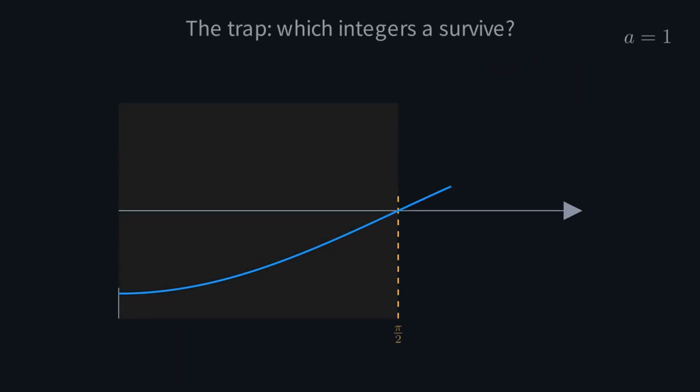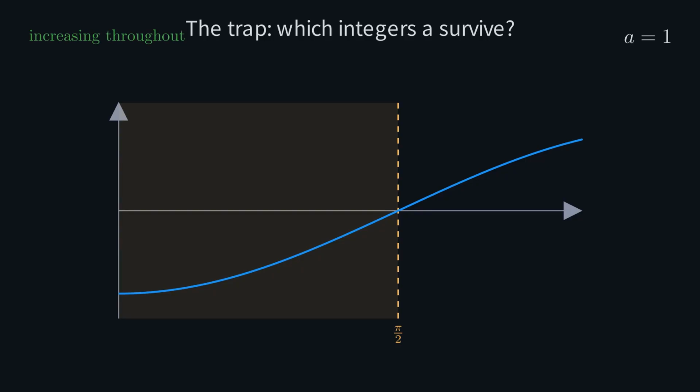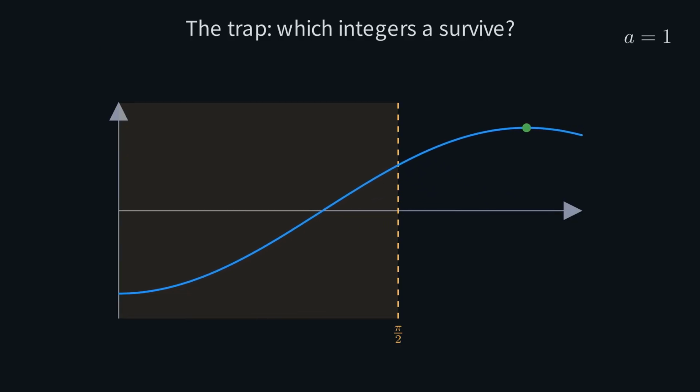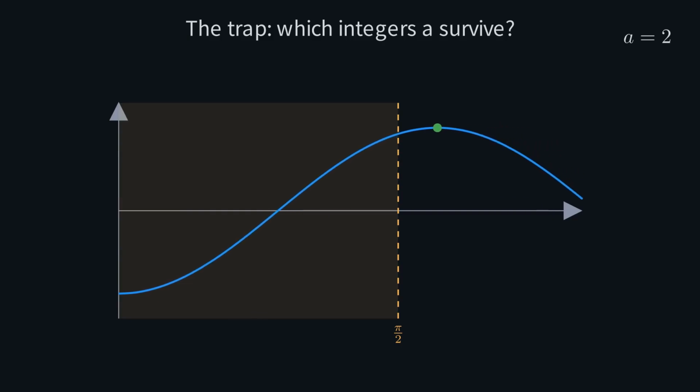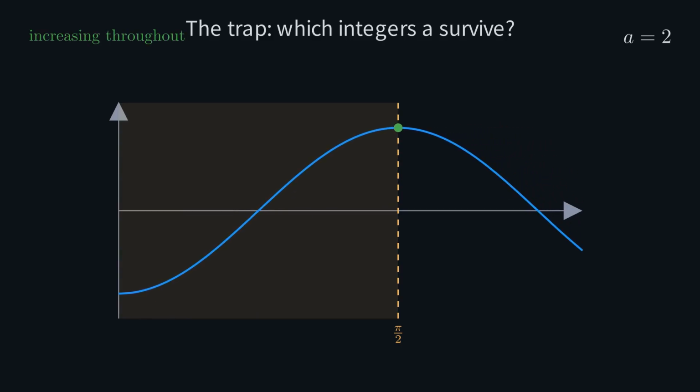Now the trap. The shaded strip is the target interval, 0 to pi over 2. This curve rises until x reaches pi over the absolute value of a, and then it turns over. At a equal to 1, that turning point is far off to the right. The curve climbs through the whole strip. At a equal to 2, the turning point sits exactly at the right edge, still increasing throughout the interval.